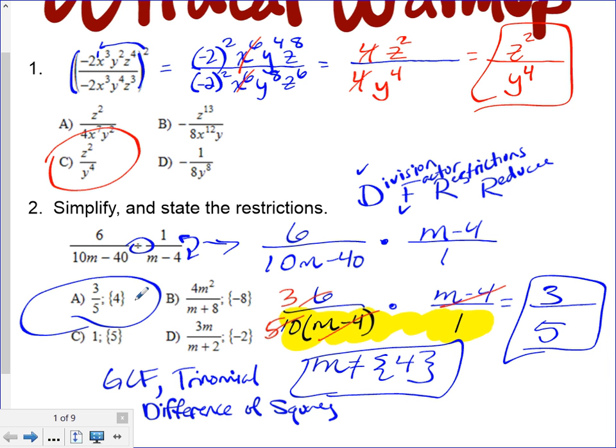4-step process. What's the first step, Calvin? Check for division. Check to see if the sign in the middle is division. What's the second step, Tashiana? Factor. What's the third step, Plato? Restrictions. Yes, sir. What's the last step, Kamarian? Reduce. Okay. We're going to do those 4 steps today.